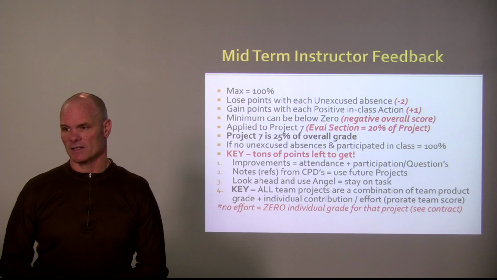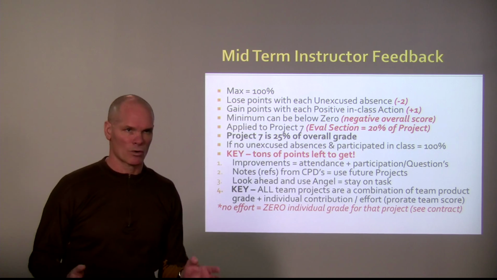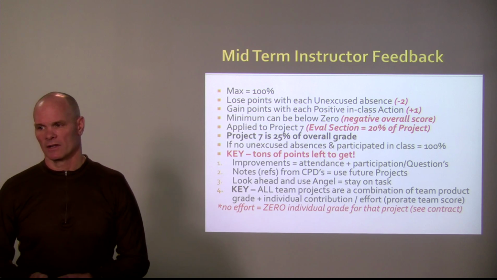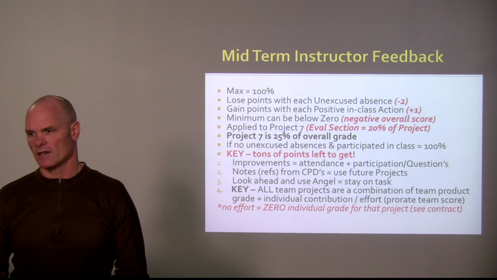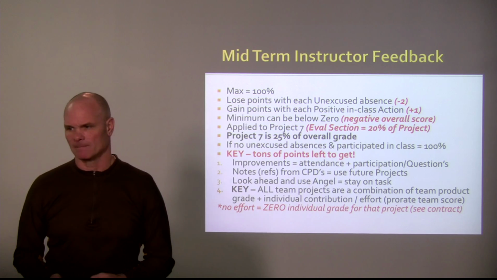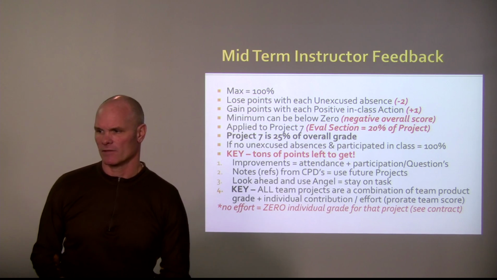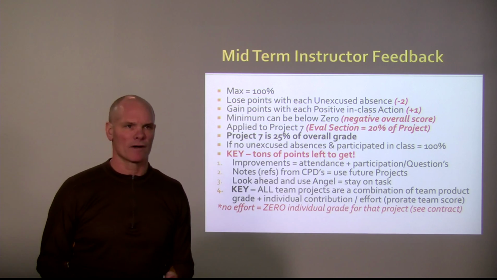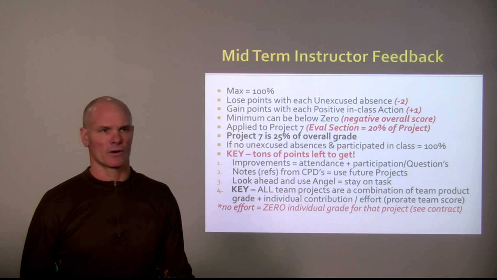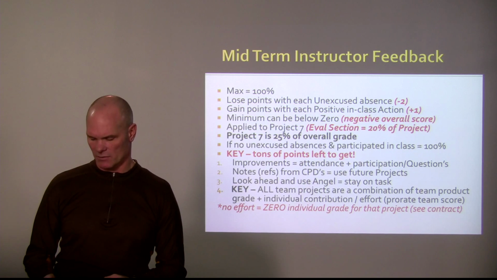Basically, participate in class. And the way you can do that is attendance, obviously. Participate, ask more questions with the CPDs, get more involved. You need to do notes and connect the future projects. Also look ahead and use Angel, stay on task. Remember, again, all team projects are a combination of the team product grade, but also then your individual contribution. On the negative end, if you give no effort, then you could get a 0 for these team projects. If you give 100%, obviously you get 100% of that team grade.